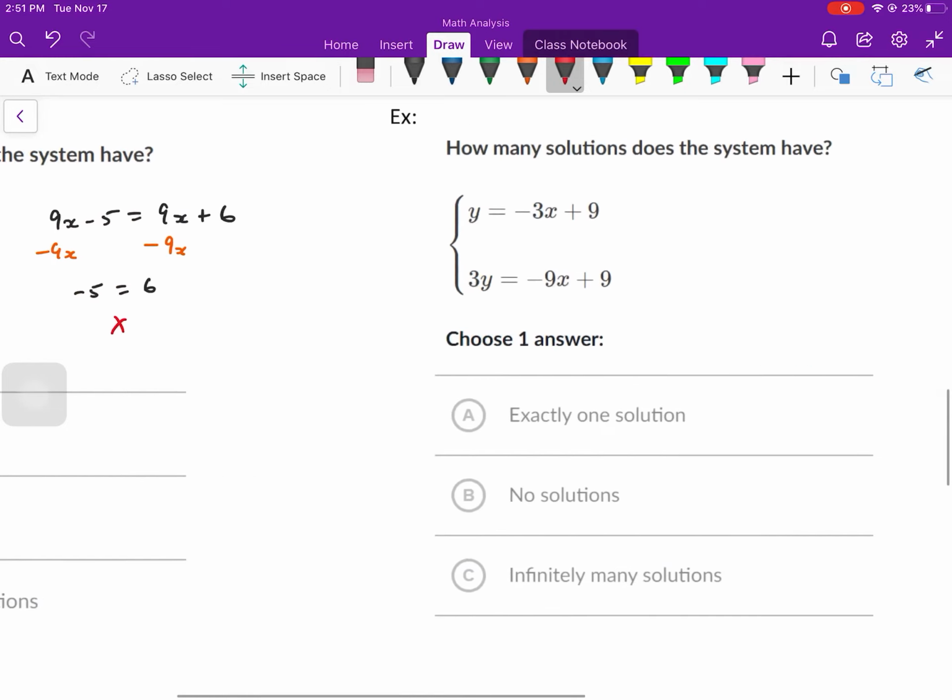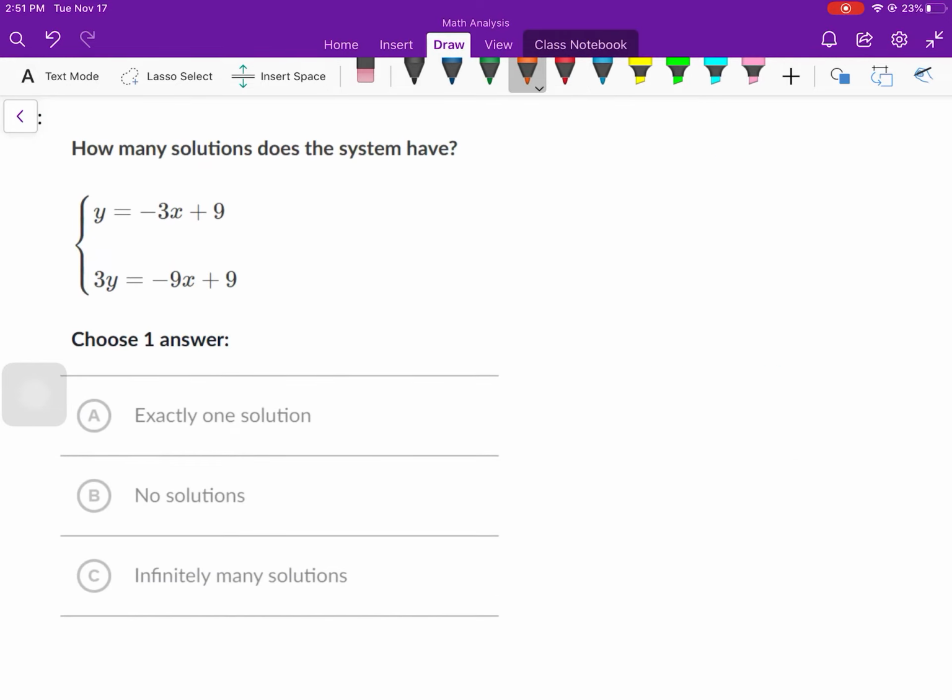Similarly, this one's already y is by itself, so we're going to use substitution, plug it in right there. So we'll have 3 times negative 3x plus 9 equals negative 9x plus 9. Distribute this 3 to get negative 9x plus 27 equals negative 9x plus 9.